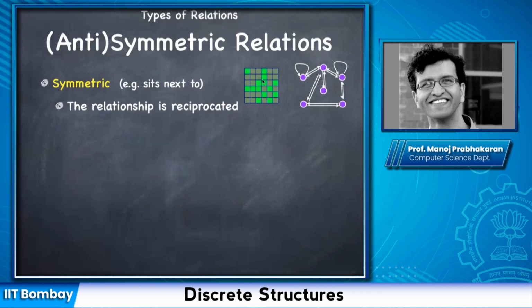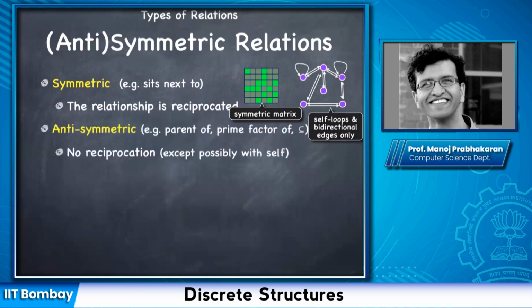Pairs of the form x comma y with distinct x and y. If there is such a pair, then y comma x is also in the relation. So the graph for a symmetric relation consists only of self loops and bidirectional edges. Note that I'm not saying all such self loops will be there or all possible bidirectional edges are there. There are missing edges here, but whenever there is an edge, it's either a self loop or it's a bidirectional edge. It's accompanied by its reverse edge.